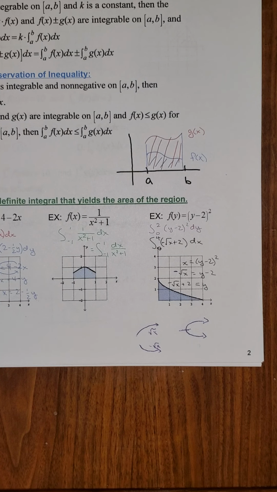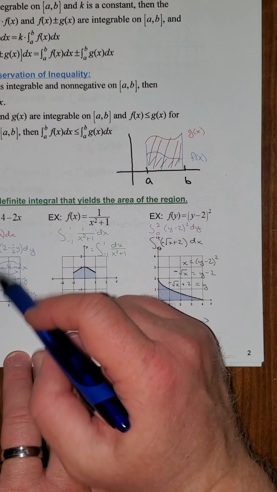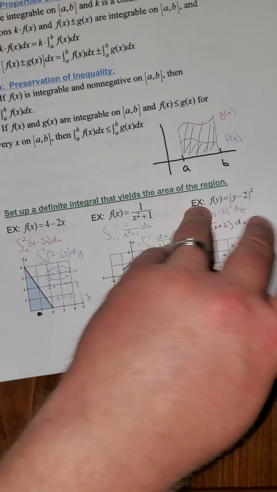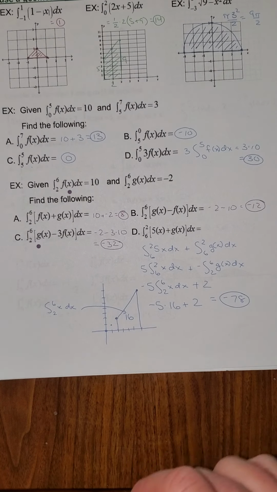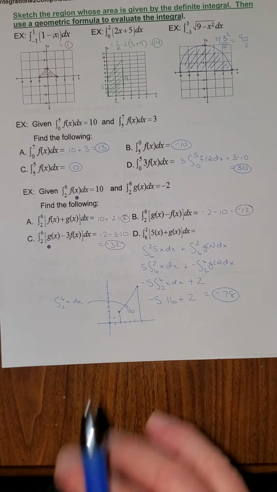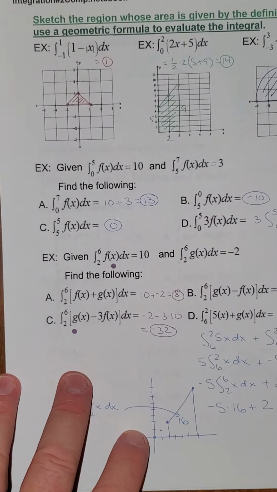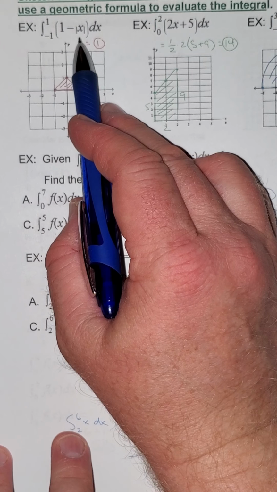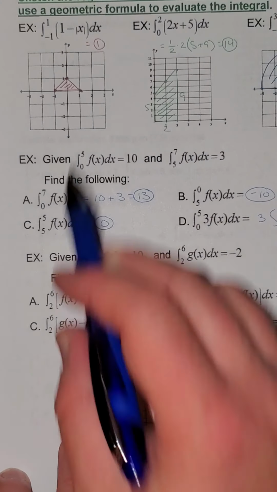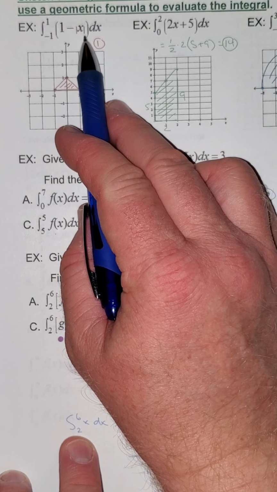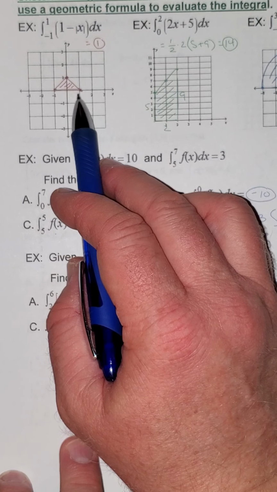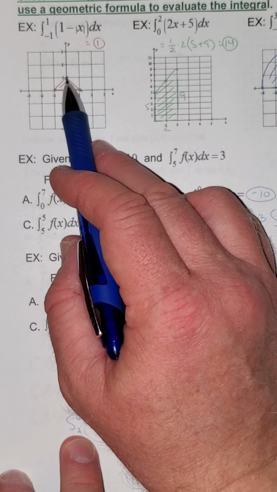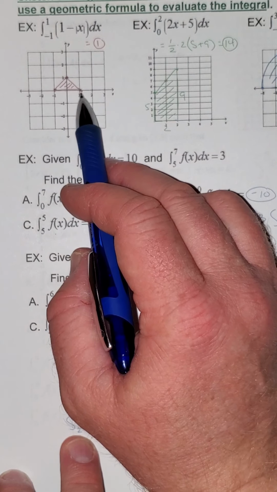I can use geometry, like I did on the first page. I should be able to write integrals for areas that are given. What else should I be able to do? How am I going to find the integral from negative 1 to 1 of 1 minus absolute value of x dx? Well, graph 1 minus the absolute value of x from negative 1 to 1. If I plug in negative 1, I'll get 0. If I plug in 0, I'll get 1. If I plug in 1, I'll get 0.